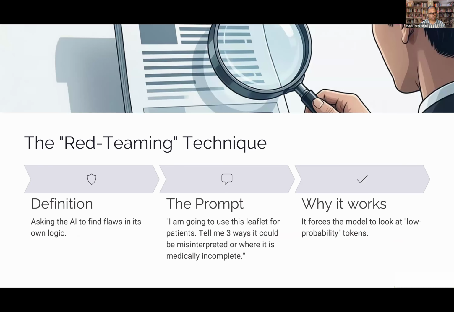The other thing you can do is ask the AI to cross-check itself. This is called red teaming. You ask the AI, given an output, to find flaws in its own logic. For example, you've done a leaflet and you say, okay, I'm going to use this leaflet for a patient. Tell me 3 ways it could be misinterpreted or where it is medically incomplete. So it will tell you what went wrong and it will recorrect. So you can use the AI to actually fine tune itself, right? This is very important because it sometimes gives you rubbish answers.